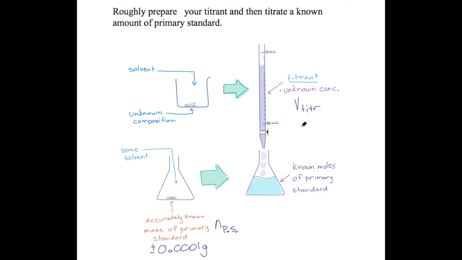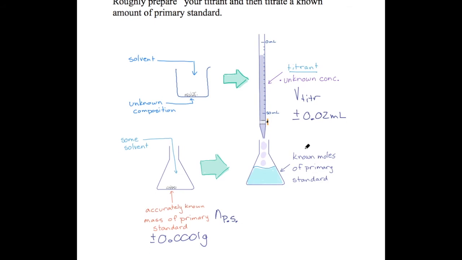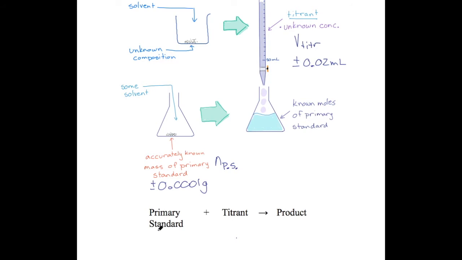Now we're going to record this volume quite accurately because we're using a burette, and burettes, depending on the type of burette that you have, measure to plus or minus 0.02 milliliters of volume. So this is a relatively high accuracy volume that we're measuring here. The other part of this standardization through titration is that we need to know the reaction between the primary standard and the titrant. In this example, just to keep things simple, I've chosen a 1-to-1 molar ratio between the moles of primary standard being consumed and the moles of titrant being consumed.